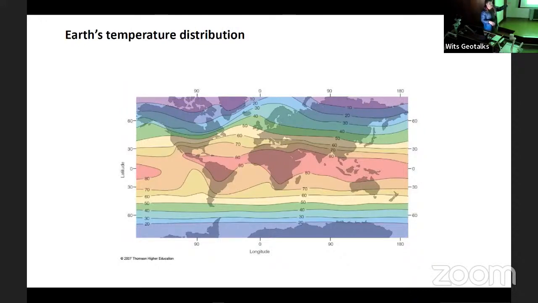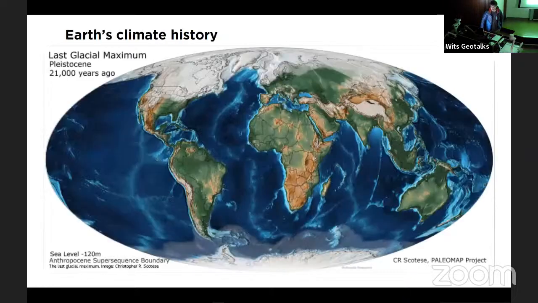So one of the major, the predominant trends in Earth's climate is essentially you're hottest at the tropics and you get colder towards the poles, right? And basically that's just because the tropics are getting more radiation from the sun, compared to the poles. And this is called the latitudinal temperature gradient.